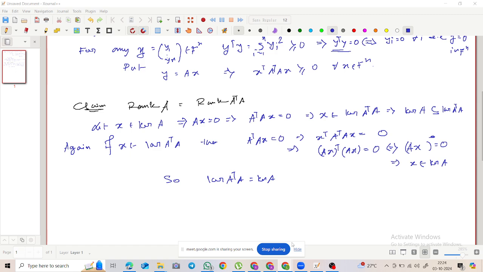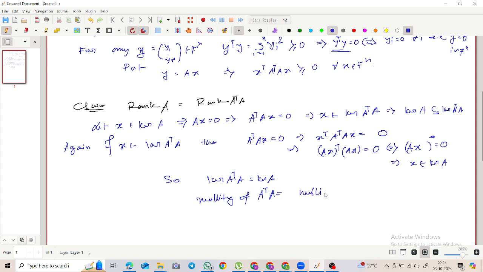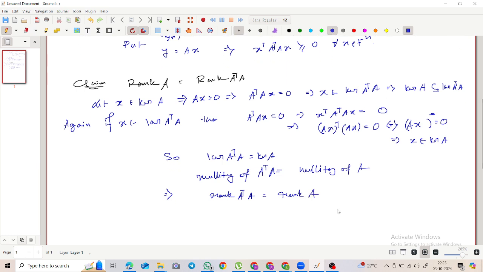Thus the dimensions are equal, so we get nullity of A transpose A is equal to nullity of A. So by the rank nullity theorem, you get rank A transpose A is rank A. So this is a very useful thing.